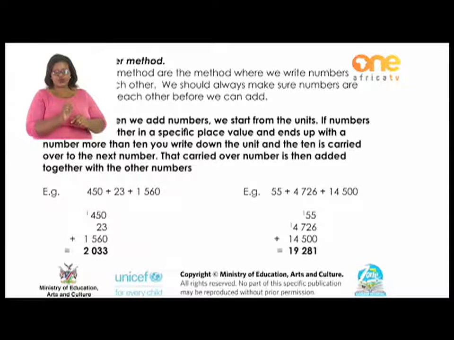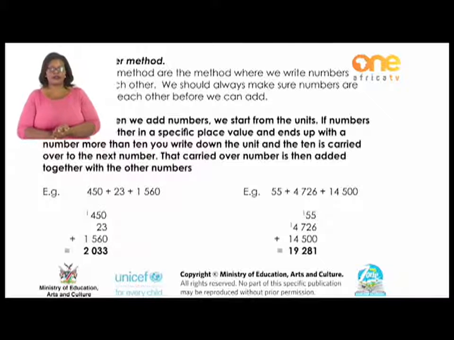And then we add our 10,000s. There's nothing carried over, and we only have 1 10,000, and 1 plus nothing equals 1, and our answer is equal to 19,281. So that is pen and paper mode.